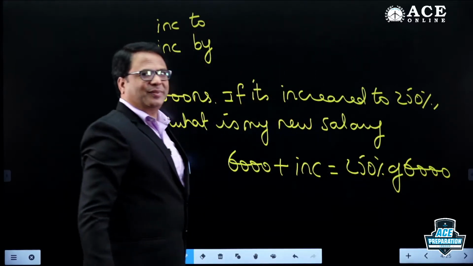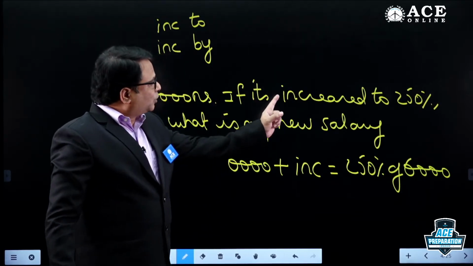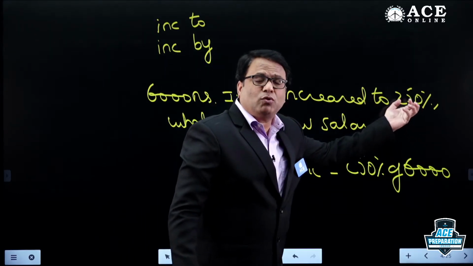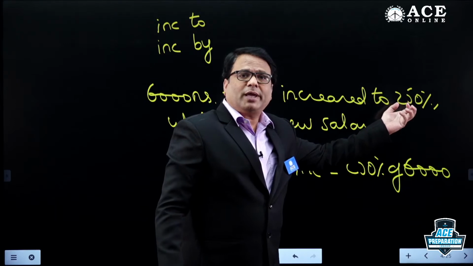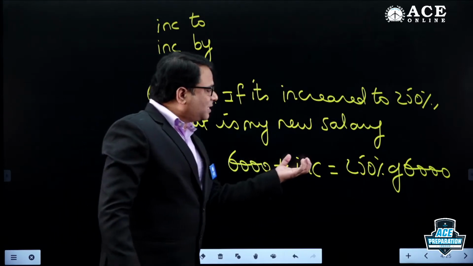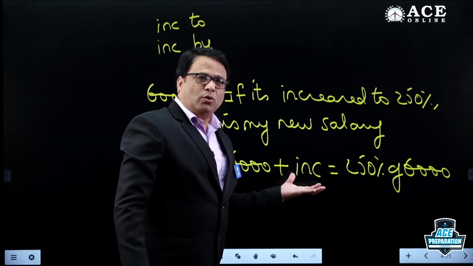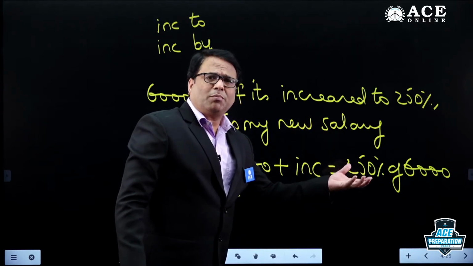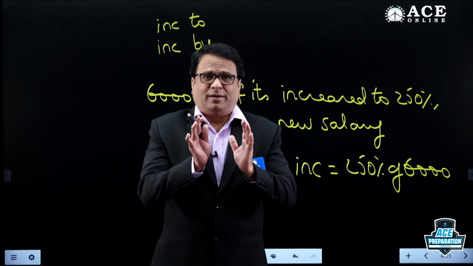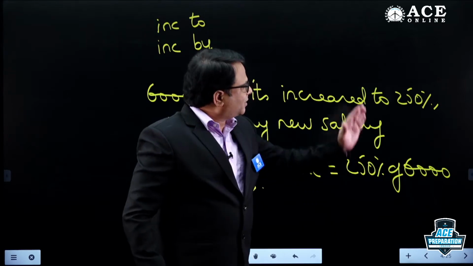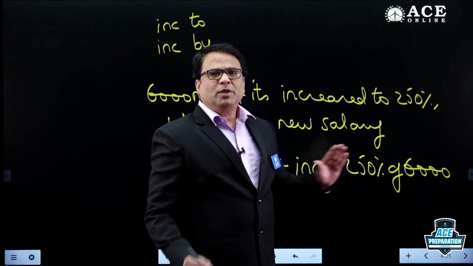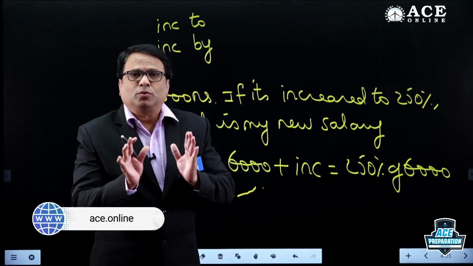So this is the meaning. When increased to is given, the new figure is 250% of the original. The original salary is 6,000 plus some increase; let us put the increase on hold. The new number is 250% of the original. So whenever increased to is given, the final number is 250% of 6,000. This is the meaning of increased to.